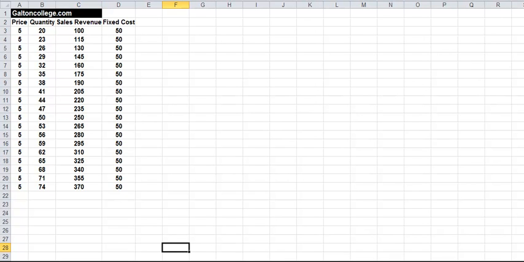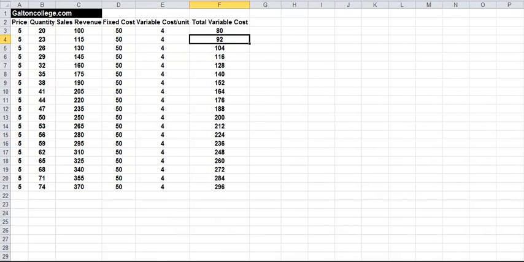The fixed costs, well, fixed costs are fixed. They're just a constant. In this case, 50 all the way through, in our simple example here, so we could estimate it to, or put it down to be 50. And then we've got the variable cost per unit. Now this is the cost of producing a single unit of output. So let's say it's 4. Now the quantity we produce is 20 times 4, so the total variable cost is 80. It's 23 times 4 equal to 92.